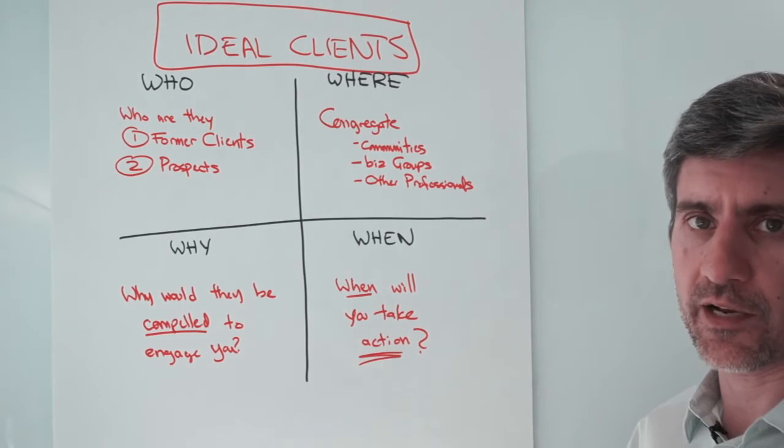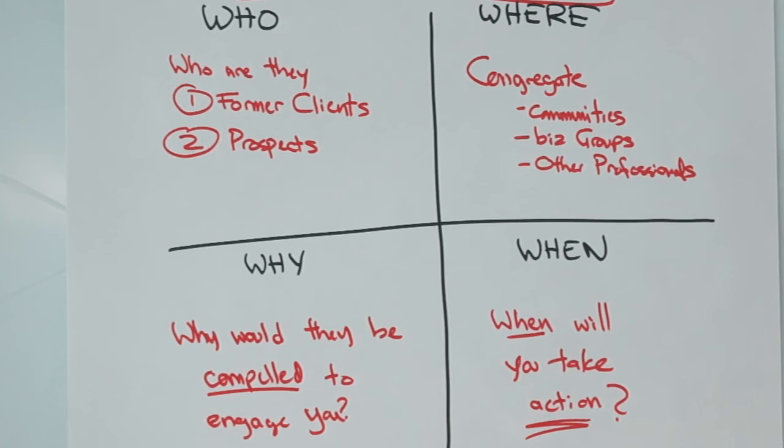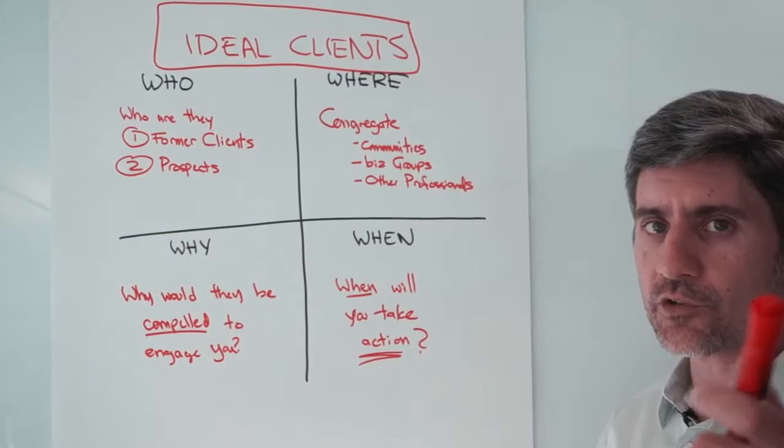So I'm going to challenge you right now to actually go take yourself out for coffee and start thinking about this. All right? And then I'm going to say, well, think about where those people congregate. And then I'm going to ask you to think, why would they be compelled to engage you? And how can you affect that outcome? So that's your challenge for today.